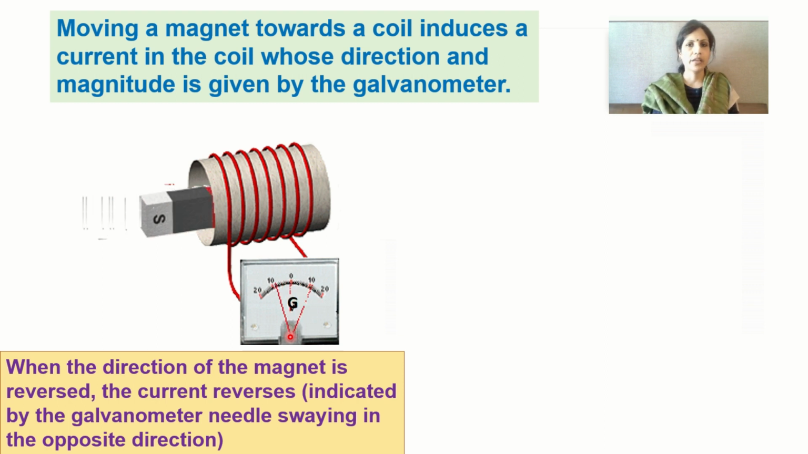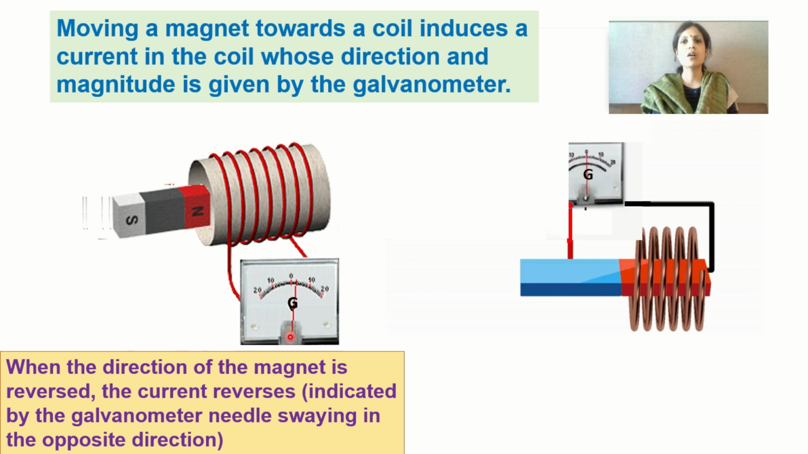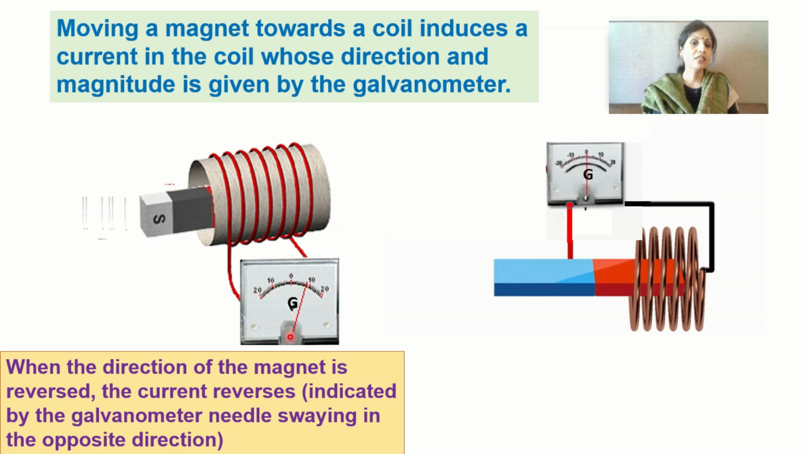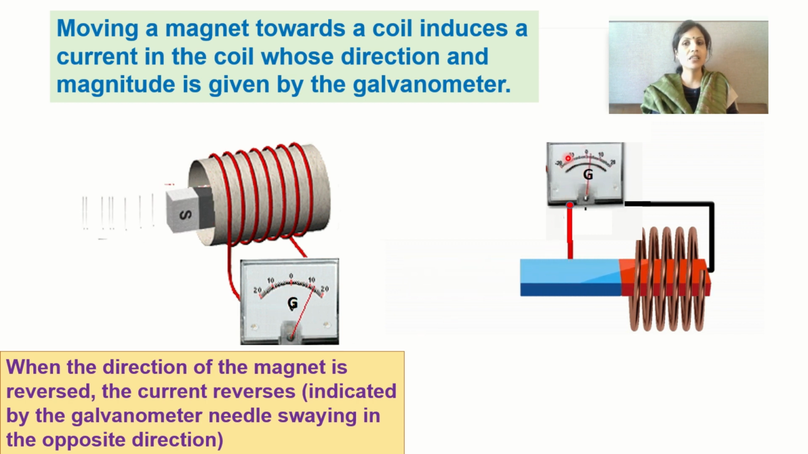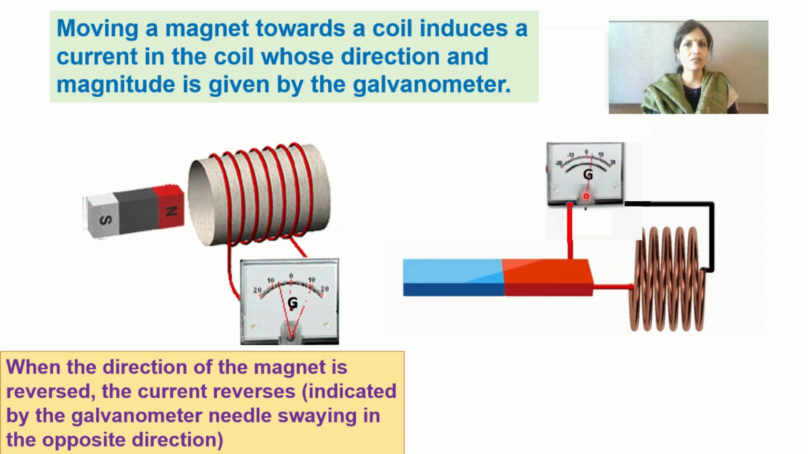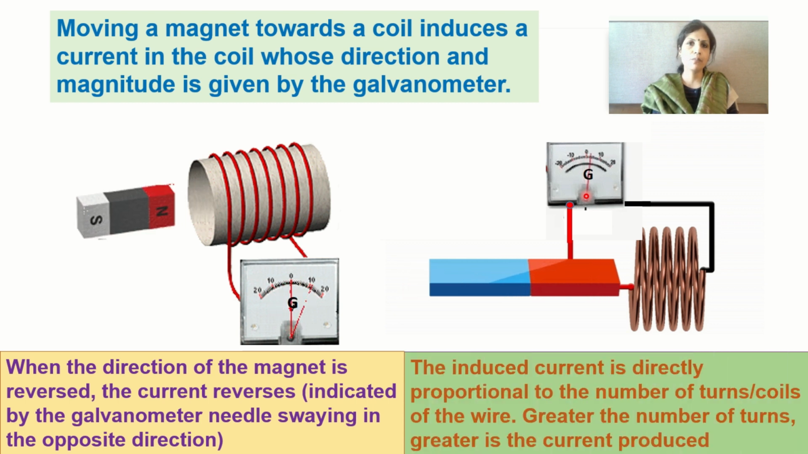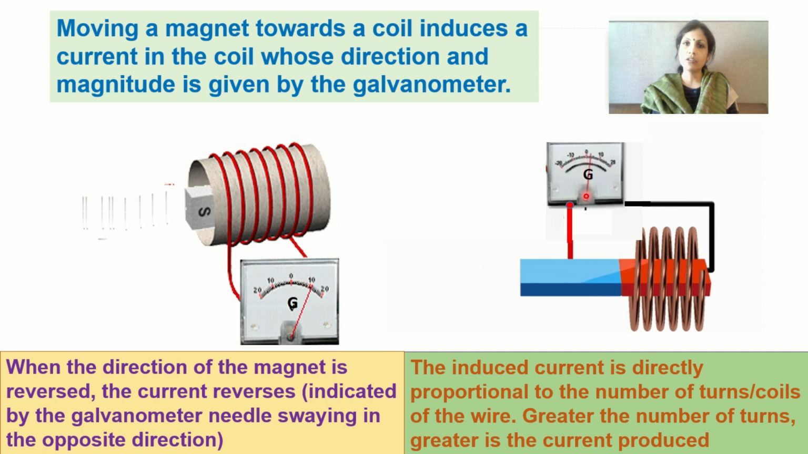Now observe one more case. Look at this. I want all of you to count the number of turns of the coil. In the first case it is more, in the second case it is less. And now just check out the deflection in the galvanometer. You will observe that in the second case the deflection is not much, it is less. What do we infer from this? We say that the induced current is directly proportional to the number of turns of the coil of the wire.